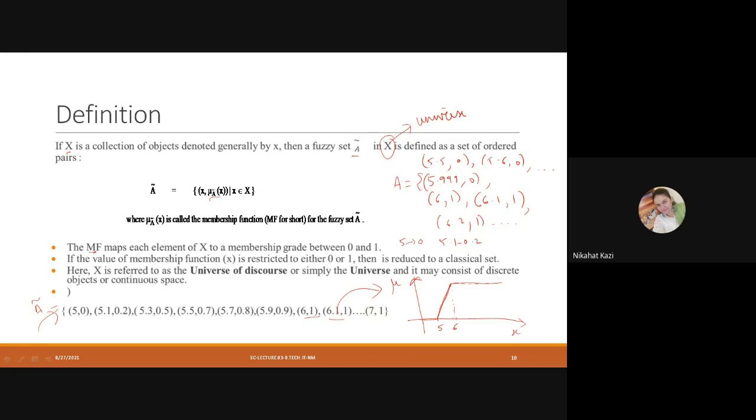X is called the universe of discourse, or the universe. The universe may consist of discrete objects or it may consist of continuous values. In the case of height, is the universe discrete or continuous? Continuous. Height is a real value, so it will be continuous.